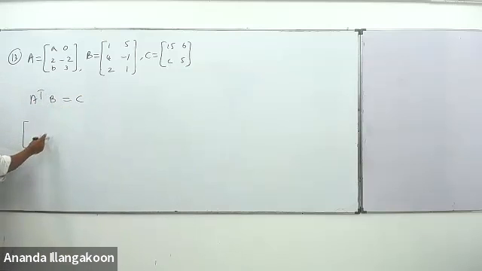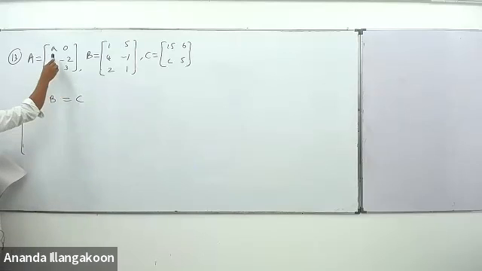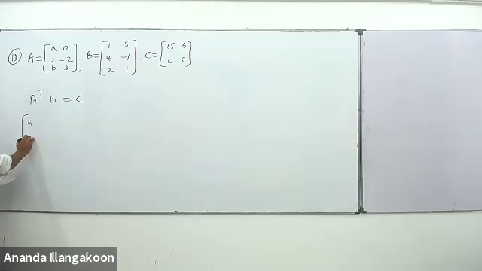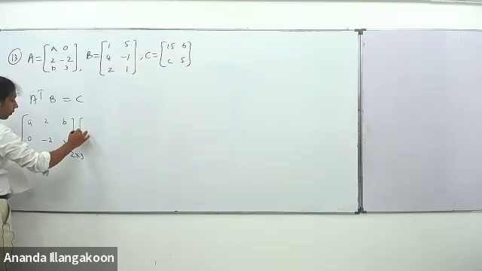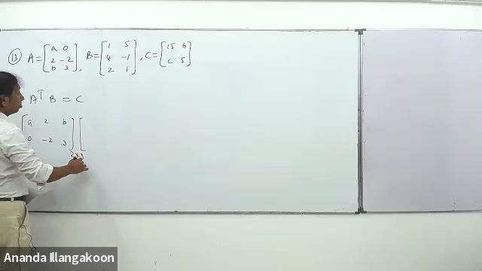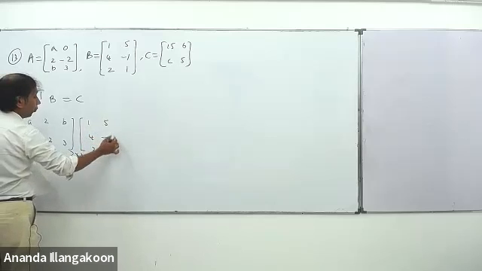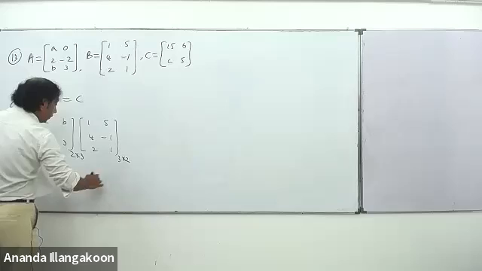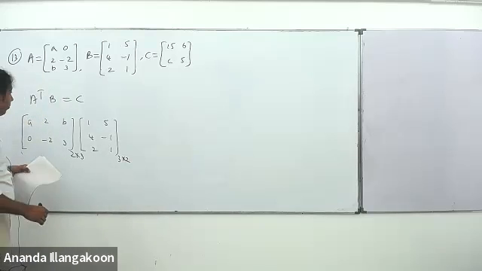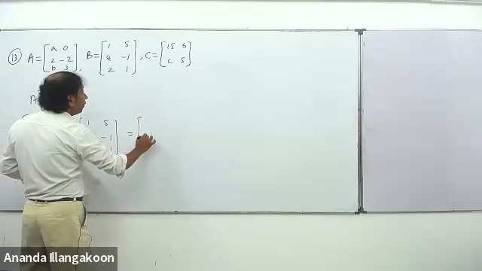Let's show this. A transpose, how to write? The rows we write as columns. A is [0, 2, minus 2, B, 3], order 2 by 3. B is [1, 5, 4, minus 1, 2, 1], here order 3 by 2, equal to C.